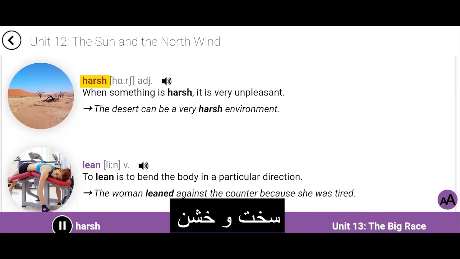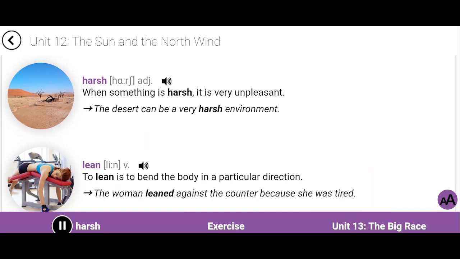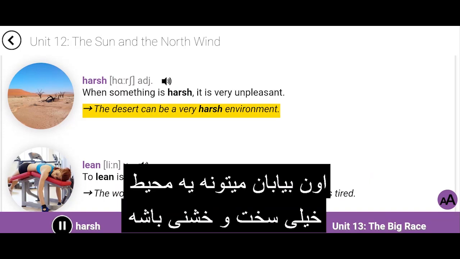Harsh. When something is harsh, it is very unpleasant. The desert can be a very harsh environment.